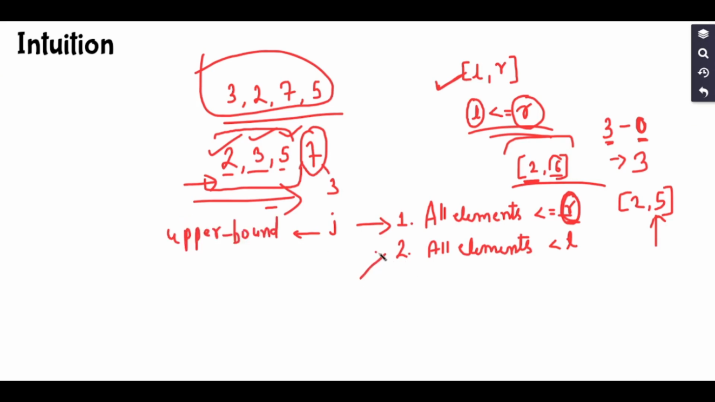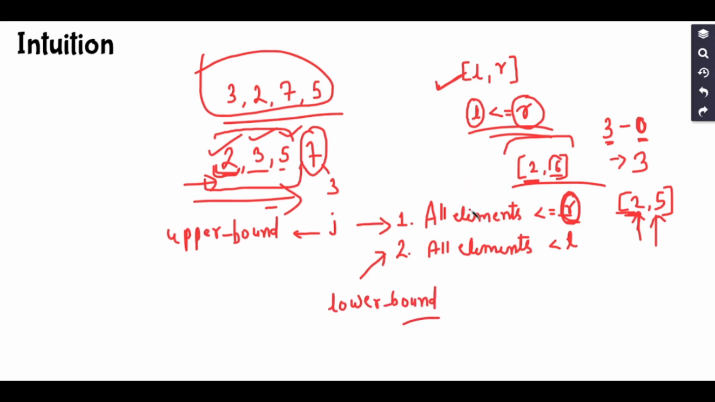Similarly, if I find all the elements which are less than L, this is equivalent to saying: find me the position of the very first element which is not less than L. Let's say we have 2 here. Now find me the position of the very first element which is either equal to 2 or just greater than 2. So we find this 2, and that is what I am going to get, and this is nothing but lower bound.